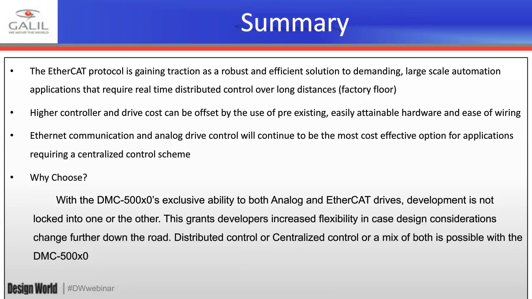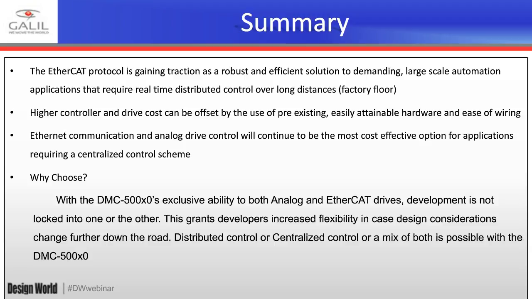And so, in summary, the EtherCAT protocol is becoming more and more popular, getting a lot of traction as an efficient solution to large-scale automation applications that require real-time distributed control over long distances. And those are really the key words. Does your application need real-time distributed control, say, again, across a factory floor over long distances?